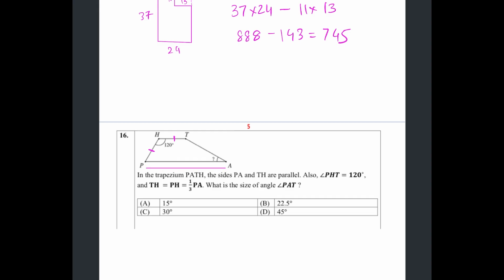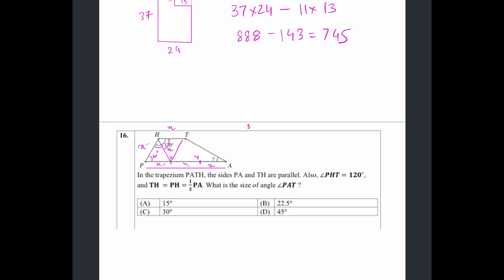Now let's say this is x, this is x. We can split PA into 3 equal lengths, x, x, x. And so this angle we know is 60 degrees because TH is parallel to PA. Let's name these points x and y. Now let's connect this to this. So this side is x, this side is x, this side will also be x, because it will give us an equilateral triangle. So this becomes 60 degrees, this becomes 60 degrees.